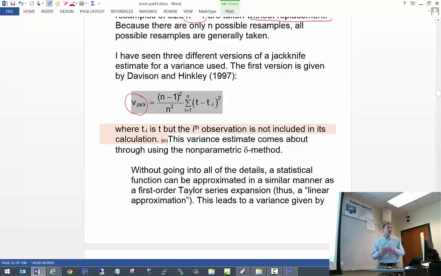I'm going to call it VJack to help differentiate it from VBoot. And this is what it looks like. So n-1 squared divided by n squared. And then for your statistic of interest, you sum over all your observations. You take your observed value of your statistic and you subtract off your statistic again, but that subscript minus i notation says remove the ith observation from the data set and then calculate your statistic. So t minus t sub minus i, that quantity squared. Add them all up.